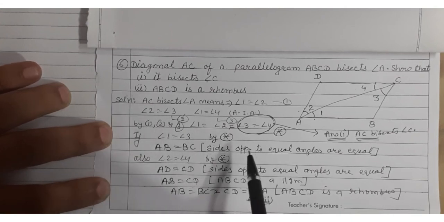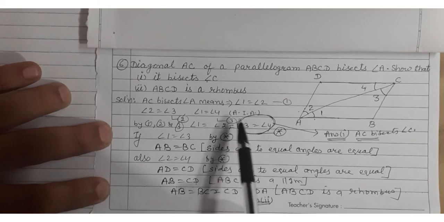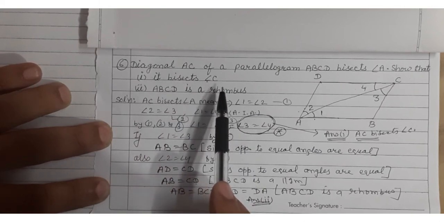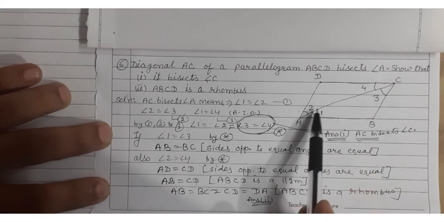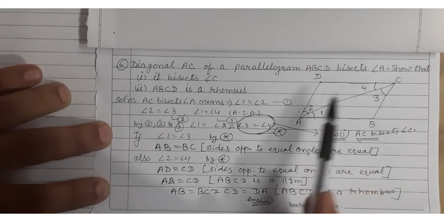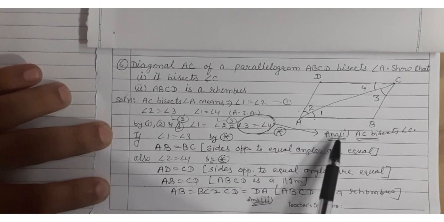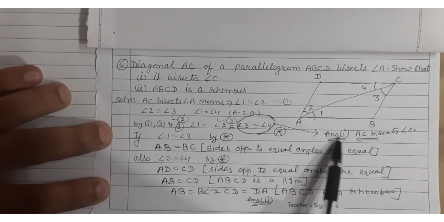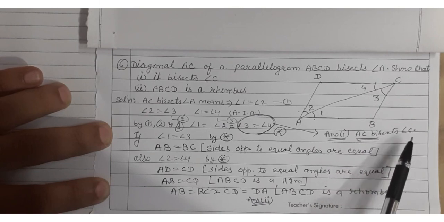Now students are thinking, sir, where is answer number 1? What is our question? It bisects angle C. AC bisects angle C. Angle 3 equal to angle 4, we already proved here. This is your answer number 1. I am writing here answer number 1, AC bisects angle C.